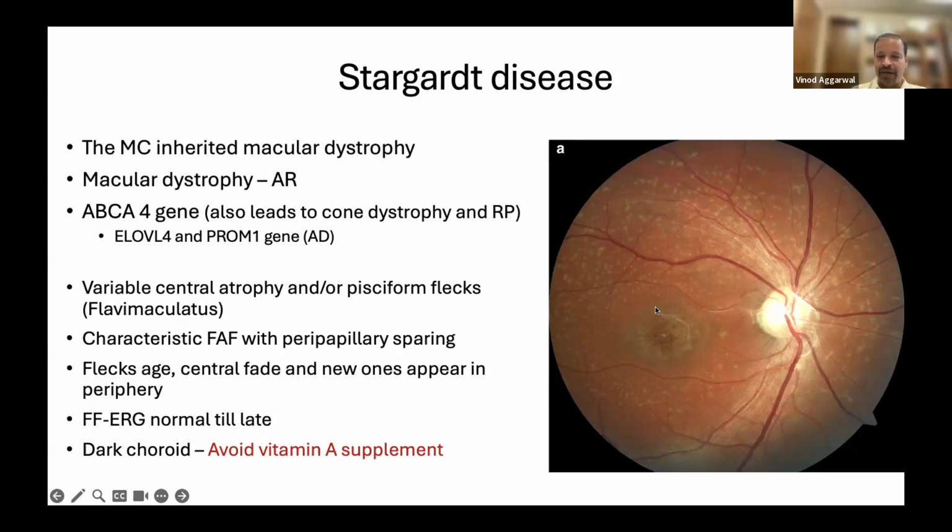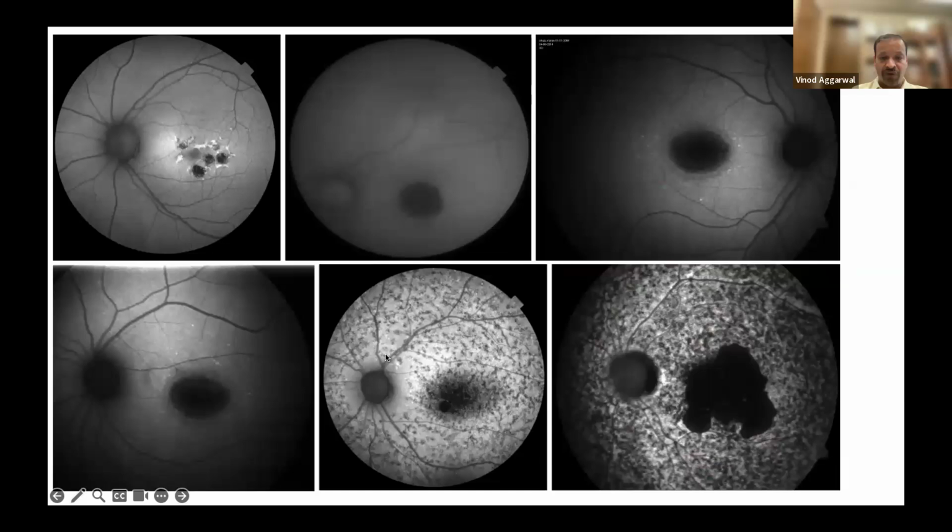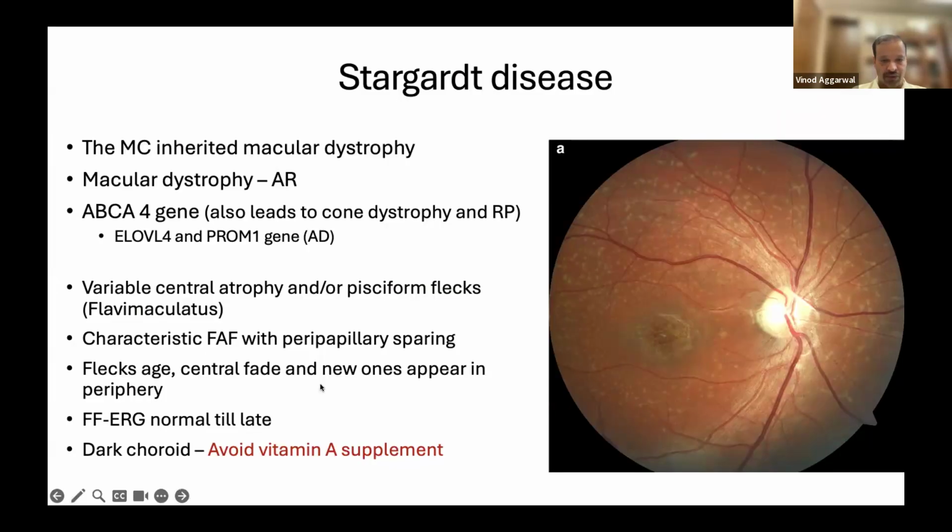So what is very important in these patients is autofluorescence. I'll go directly to the autofluorescence here. What is very characteristic is that there is central autofluorescence loss, depending on how much the macular involvement is. But what is very typical is the peripapillary sparing, which is there in these patients and which can give you a very important clue towards the diagnosis.